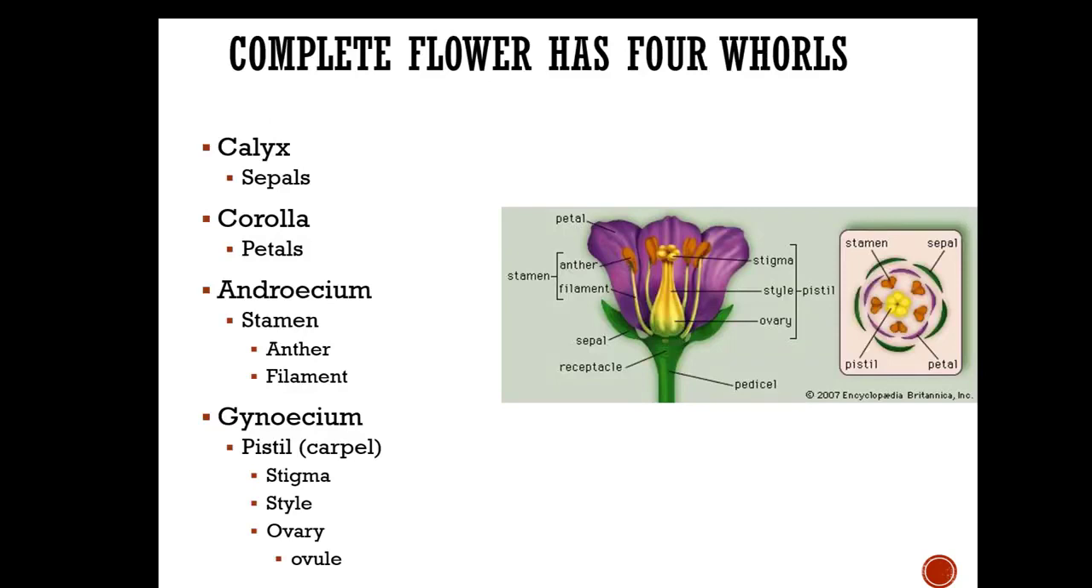So a complete flower has 4 whorls. The whorls are calyx, corolla, androecium, and gynoecium. And the calyx is the collective term of sepals. In this particular picture you can see sepals are below the flower. The corolla is the collective portion of the petals. The androecium contain the stamen, which all consist of anther and filament. Gynoecium is the pistil or carpel, either one is acceptable, and that consists of stigma, style, ovary, and ovule.